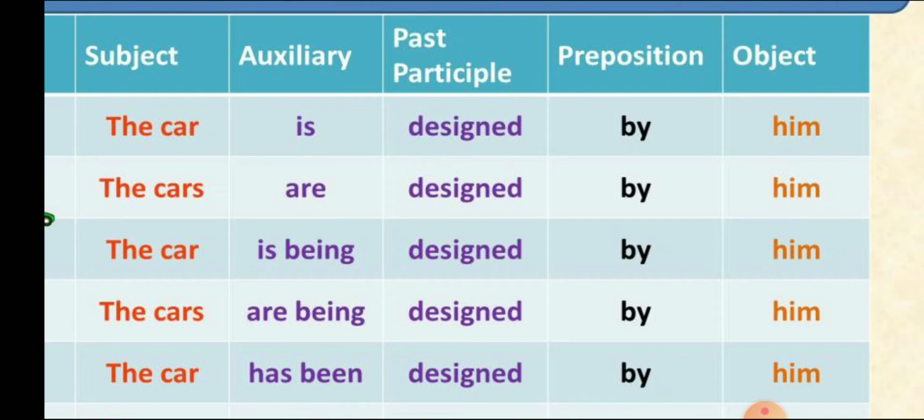The car is designed by him. He designs the car. That is the correct statement. The cars are designed by him. He designs the cars. The car is being designed by him. He is designing the car. Next, the cars are being designed by him. He is designing the cars.